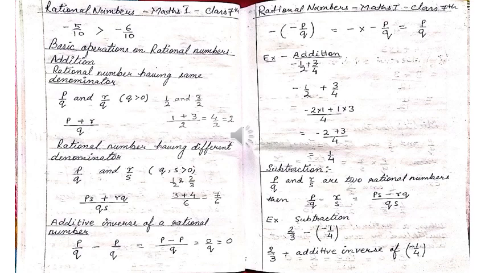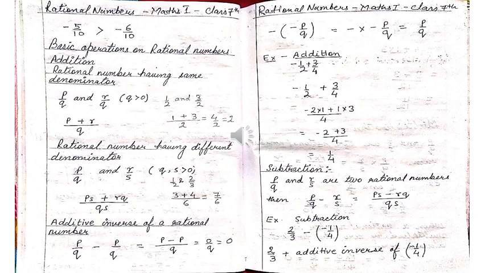Now minus is outside the braces, and minus P upon Q is inside the braces. Now the moment you open this bracket, you have already studied that minus into minus turns positive, so here P upon Q will be in the positive form. Now addition. Now minus half plus 3 by 4.